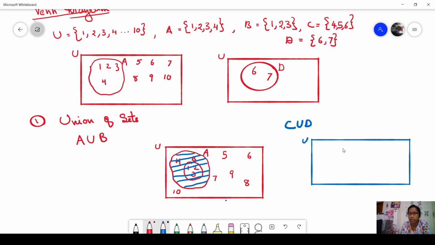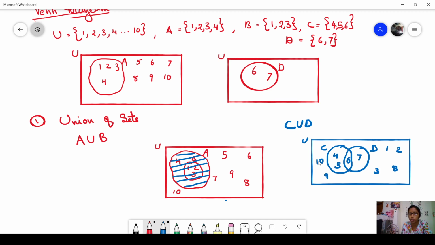But there is a common element 6. So you can draw one circle, another circle. So first circle it will be C, and the other circle it is D. Now C and D, the common element is 6. So when we take C, what is left out? 4 and 5 are there, and in D 7 is left out. So remaining elements 1, 2, 3, 8, 9, 10 are in U.